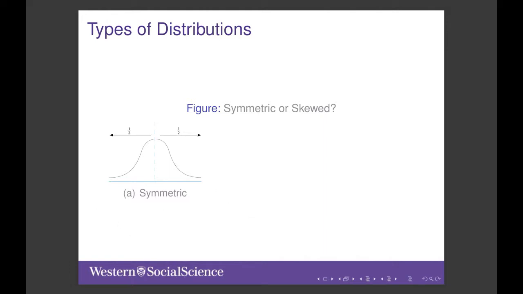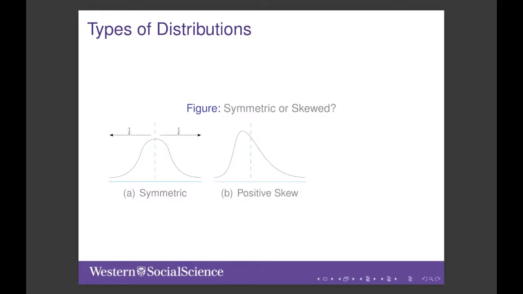There are lots of attributes that we can use to describe what distributions look like. The first one we'll talk about is whether it's symmetric or skewed. A symmetric distribution is one that we could fold in half vertically, and we would find that the two halves look the same. That is, the shape on the right side is a mirror image of the shape on the left side of the vertical line that splits the distribution in half.